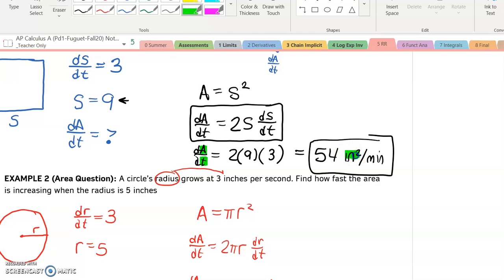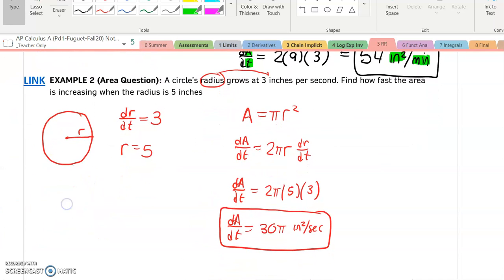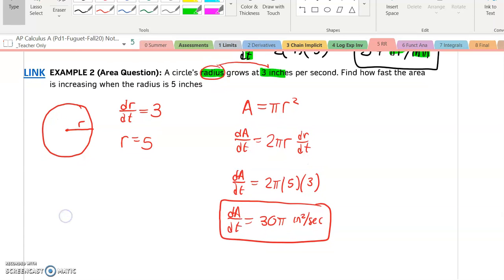And so our units are going to be area and time. You just take whatever units you're using for your derivative value, and that tells you what the units will be for this question. They gave us dr/dt because they talked about the radius growing at a rate of, and they also told us at the moment when the radius is 5. Once again, the 5 is not a constant because the 5 is changing over time. That is simply a snapshot of what's actually happening here. So there's our answer for example number 2.